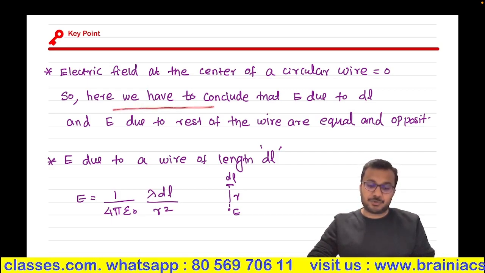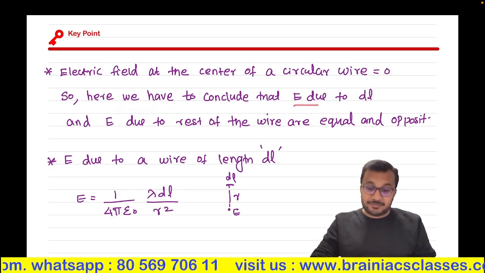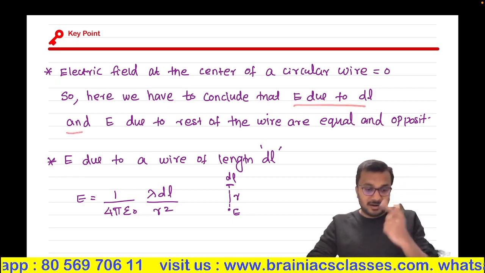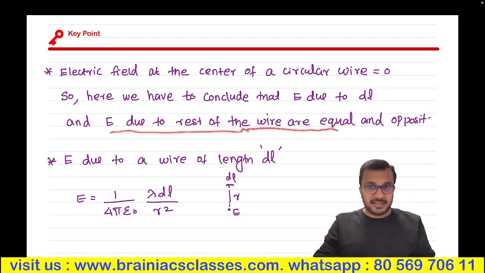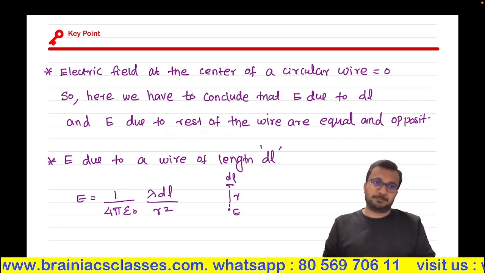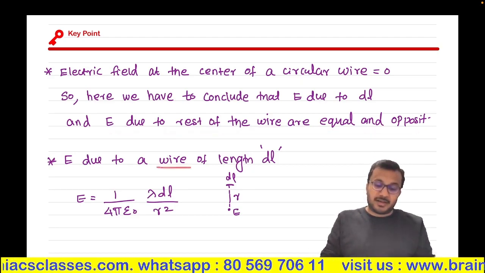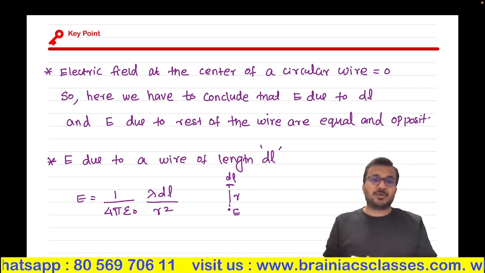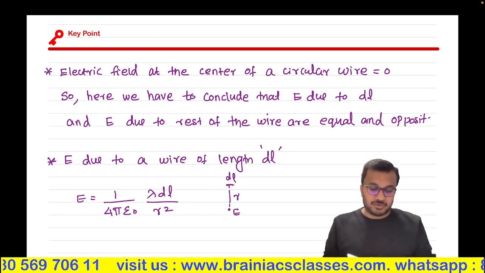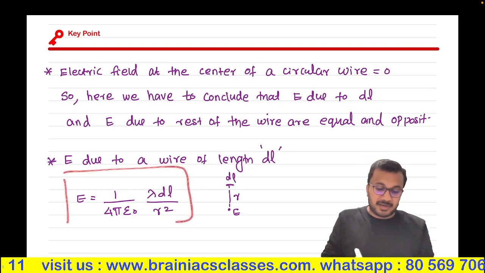So here we have to conclude that the electric field due to dl, the small length of the wire, and the electric field due to the rest of the wire are equal and in opposite directions. The electric field due to the wire of length dl is given by E equal to 1 by 4 pi epsilon 0 lambda dl by r square.